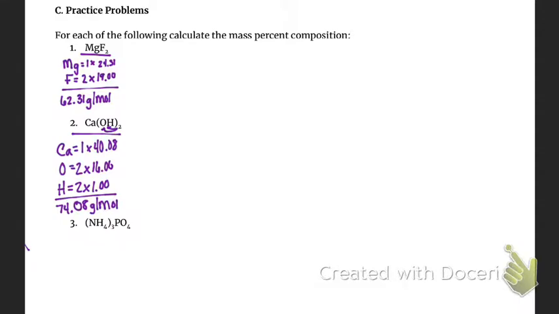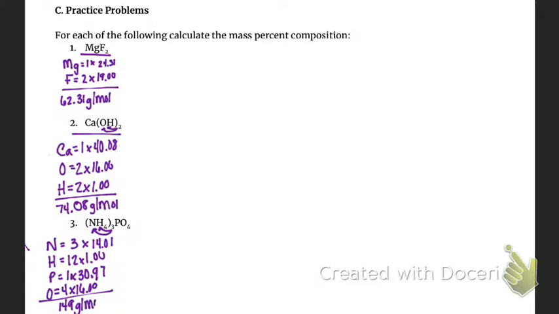And the very last one is this ammonium phosphate. So again, you have to right off the bat do some distribution. So we have nitrogen, and there's going to be 3 of those. Hydrogen, again, you're multiplying, so there are 12 hydrogen. Phosphorus, there's 1, and oxygen is going to be 4. Individual masses: nitrogen's 14.01, hydrogen we use the 1, phosphorus is 30.97, and oxygen 16. So we multiply and add those up, we get an even total of 149 grams per mole.